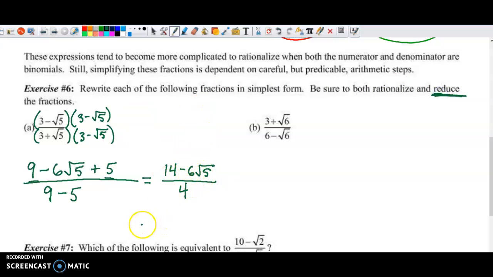Now, we do want you to reduce this fraction because all 3 of the whole numbers are divisible by 2. So what I can do is rewrite this as 7 minus 3 root 5. 14 divided by 2 is 7. 6 divided by 2 is 3. Do not change the radical, all over the denominator.